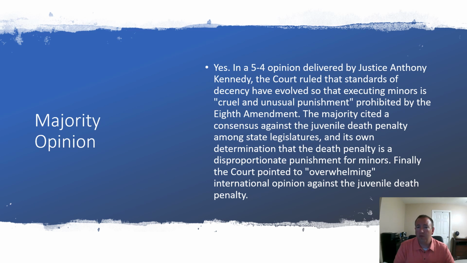So finally, the court also pointed out an overwhelming international opinion against the juvenile death penalty. Basically what that's saying is that overwhelmingly most other developed nations around the world, particularly in Western civilization and Western Europe, that we're most closely related to, do not allow the death penalty of a minor. They find it to be cruel and unusual. So one of the arguments is that international opinion is against it, so we should be too. That's just one of the arguments. So these are multiple arguments for their decision.